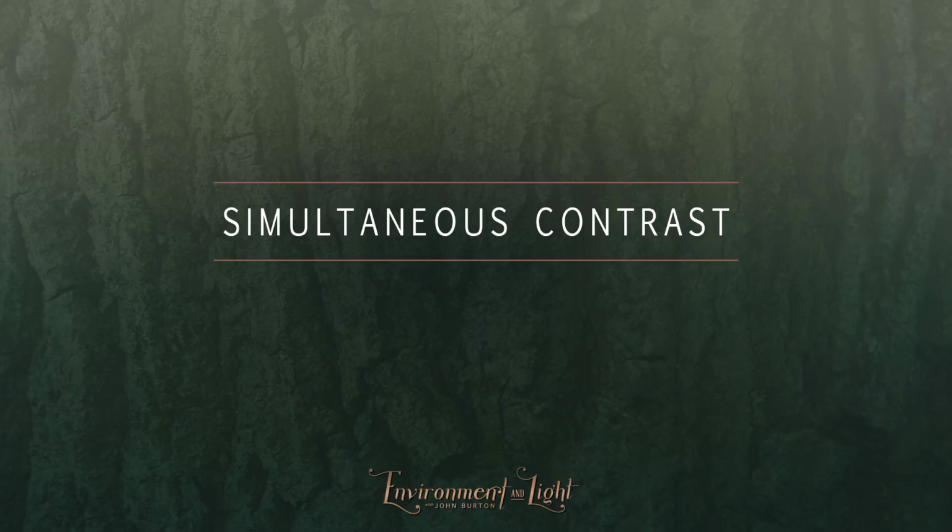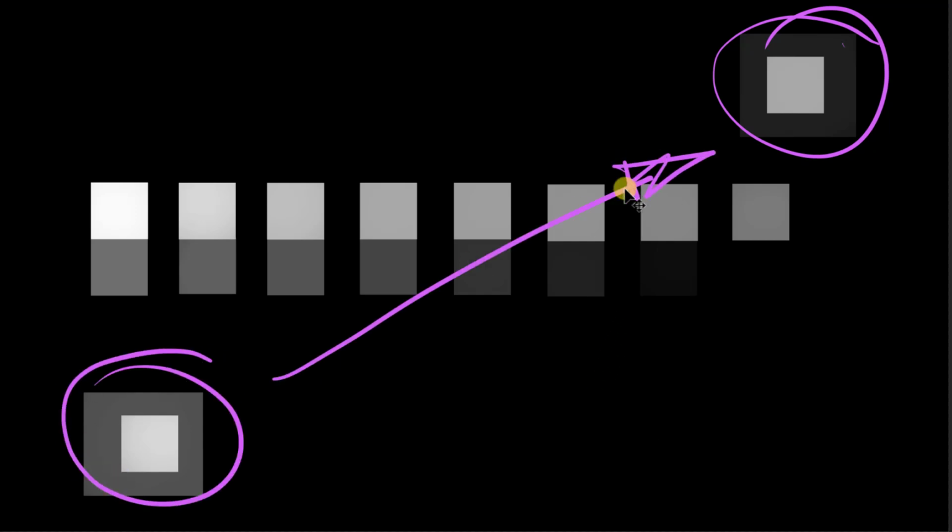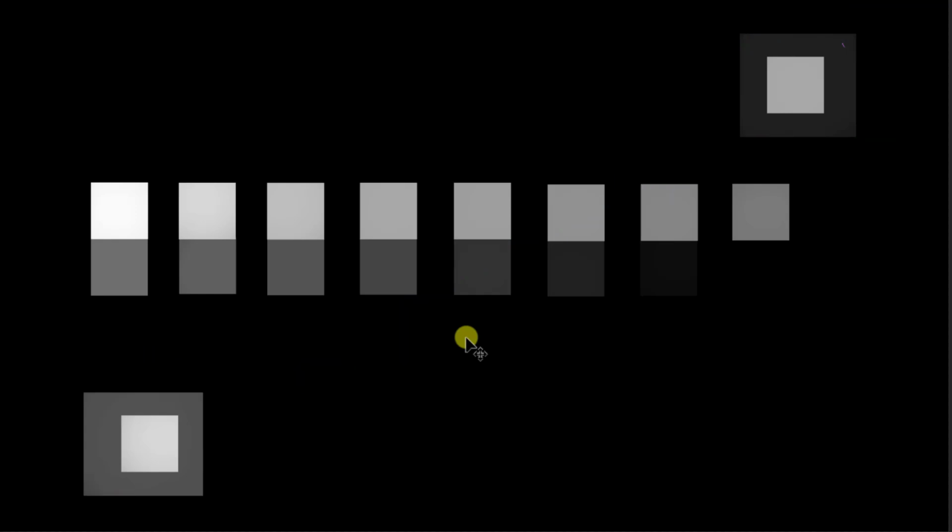So let's talk about simultaneous contrast. This light square inside of a dark square and this light square inside of a dark square. And we are going to do a comparison. Okay? And as we look at it, can you tell me which value is lighter? And we're not talking about the outside square. Hopefully, really quickly, we can make that decision.